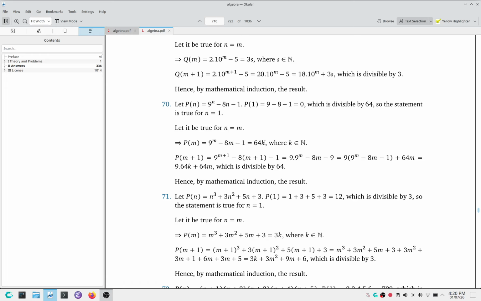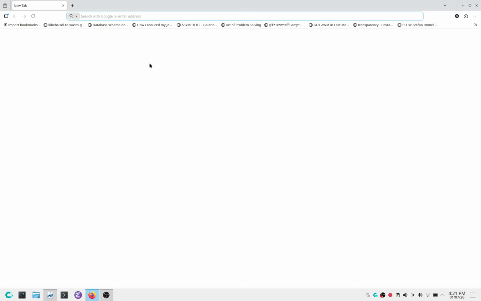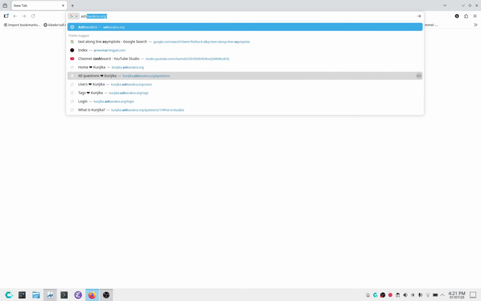is equal to 64k. We substitute n equal to m plus 1, we finally arrive at 9 times 9 raised to the power m minus 8m minus 1. So if you see carefully, this is already divisible by 64, and hence the entire result is divisible by 64, and hence by induction we have the result. And with this we come to the end of 7th set of problems on induction.